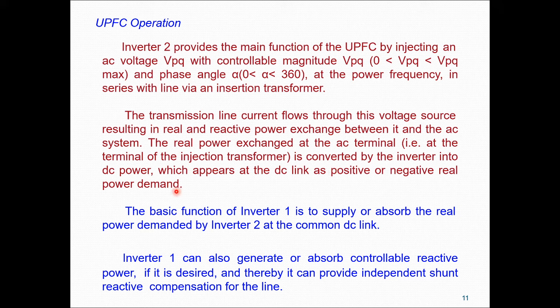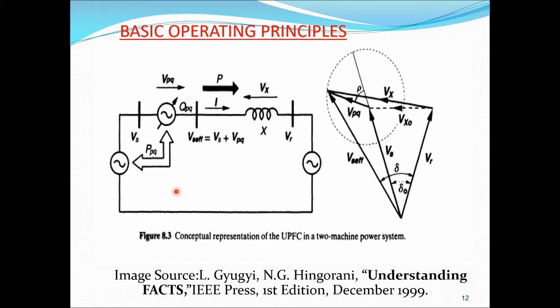Here we can observe one more element, the DC link capacitor. That is the main criterion. Transferring this active power from one side to the other will occur due to the parameter of the DC link capacitor. Next, these are the basic operating principles of UPFC.